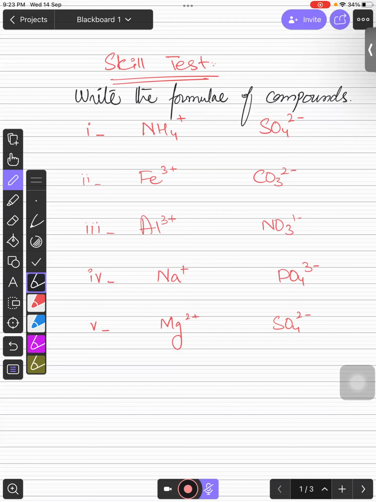Okay, so Masira, first one is correct, second one is correct, third one, fourth one, fifth one you need to correct. Masira, when both numbers are the same, whether it is 1 1, or 2 2, or 3 3, then we don't write them in the formula, they cancel each other out. So it is MgSO4, simple. You don't need to write 2 with both of them, right? Make it correct.